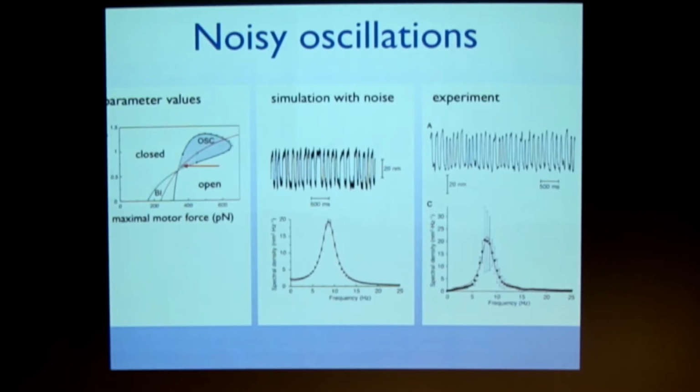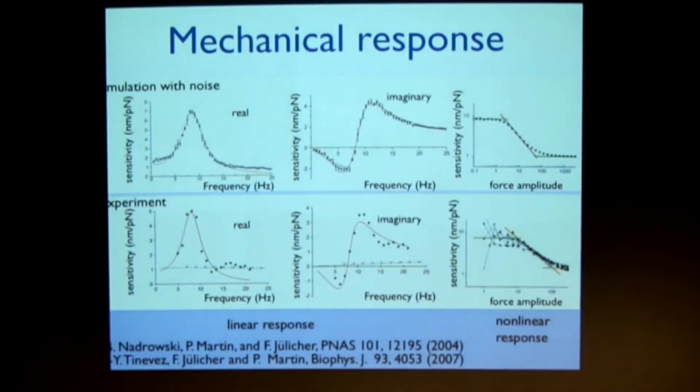However, this model can account for the statistics of the observed stochastic movement. So this would be an experimental time trace. This is this model. And this would be the spectrum of the model and the spectrum of the experiments. And it can also account for the linear response functions.